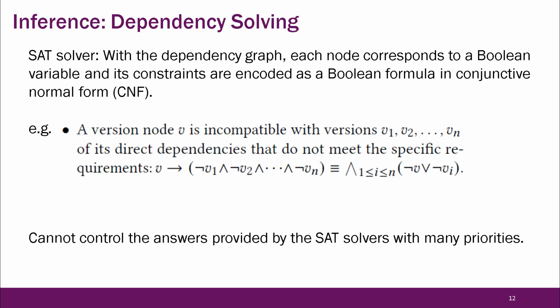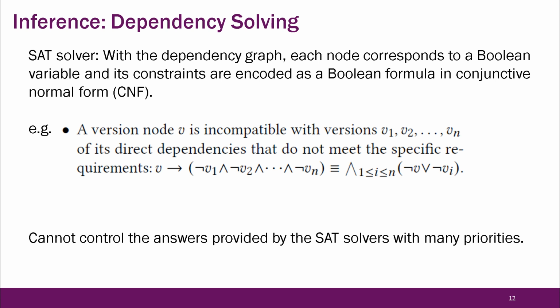We first briefly introduce the SAT solver. With the dependency graph, each node corresponds to a Boolean variable and its constraints are encoded as a Boolean formula in conjunctive normal form. Let's see one of those for example. A version node is incompatible with the versions of its direct dependencies that do not meet the specific requirements, which would be translated into this Boolean clause.